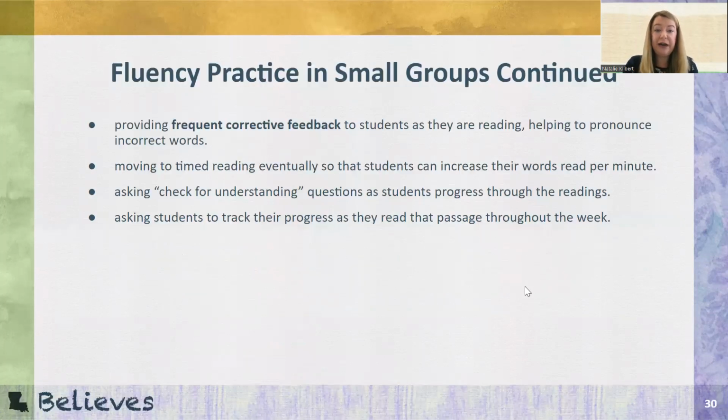Providing frequent corrective feedback to students as they are reading, helping to pronounce incorrect words. One thing as a middle school ELA teacher that I didn't do a lot of times was I didn't stop students as they were reading to correct them because I didn't want to embarrass them. I didn't want to call them out and say, okay, you're not a good reader, or that was wrong. But through literacy study, it's really important that we do point out how to correctly pronounce something, because if we don't, we're allowing them to reinforce the incorrect way to say that. Not just them, but all the students who are listening to them read as well.